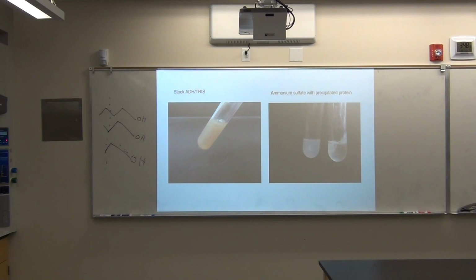If you have your sample right there, say that yellow stock ADH, and you take your pipette and put it at the top, the middle, the bottom, and you run assays, you're going to get different activity all the way through. It's ubiquitous, but it's not homogeneous. It's just really strange.